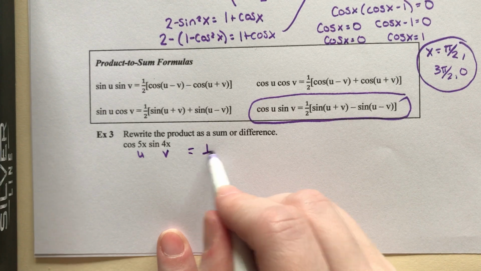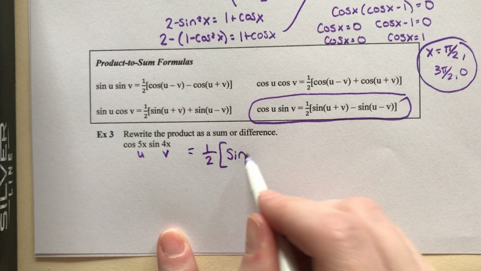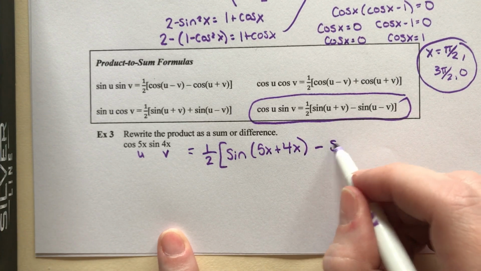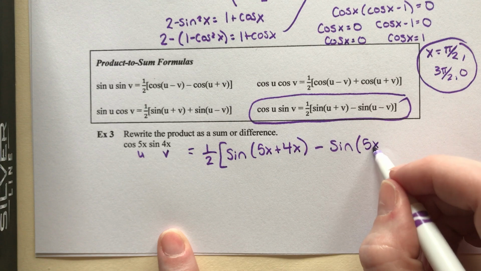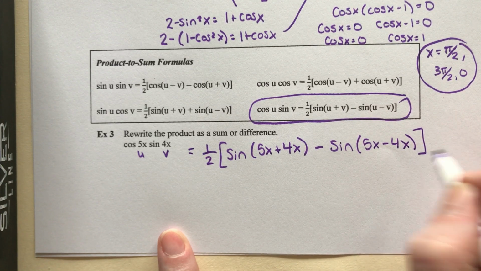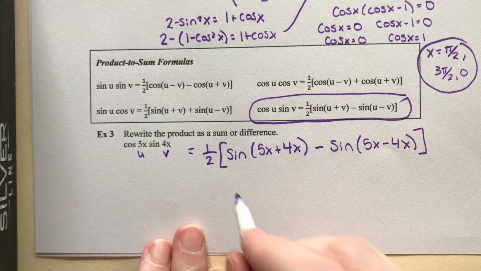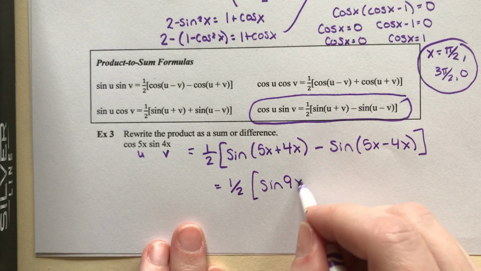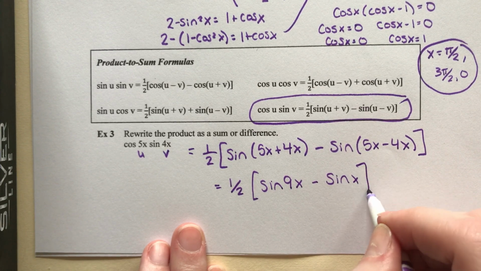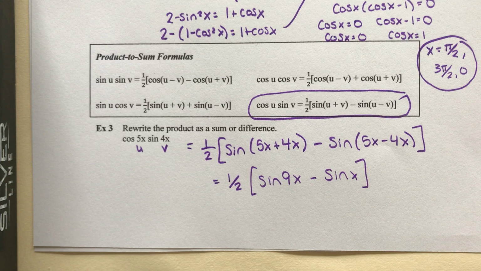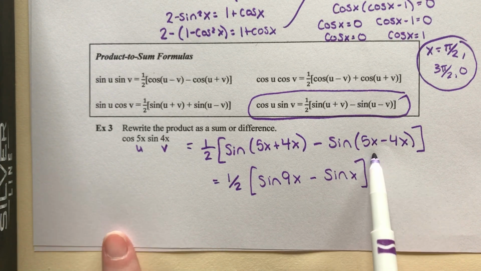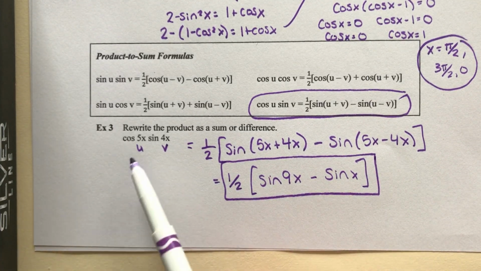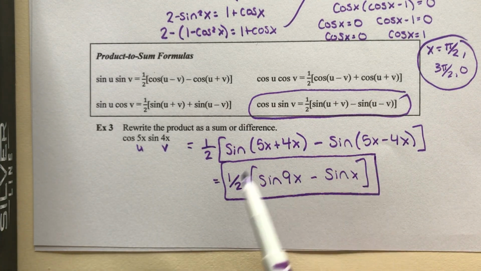So this is equal to 1/2 sine of u plus v minus sine of u minus v. And then I'm going to simplify just a little bit. So this is 1/2 sine of 9x minus sine of x. Now, since we don't know what x is, there's really nothing else we can do here. These are not like terms, so we can't combine them. So that's as far as we can go. So we just took a product and we wrote it as a sum of two trig functions.